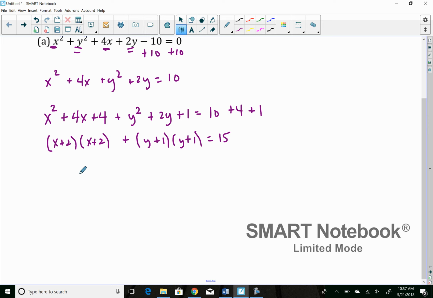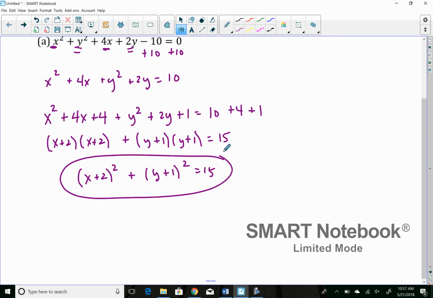If I do some quick algebra, I know that the two terms multiplied by themselves can just be written as the term squared. And I have my answer in the correct form. This tells us that we have a center of -2, -1, and a radius of the square root of 15.